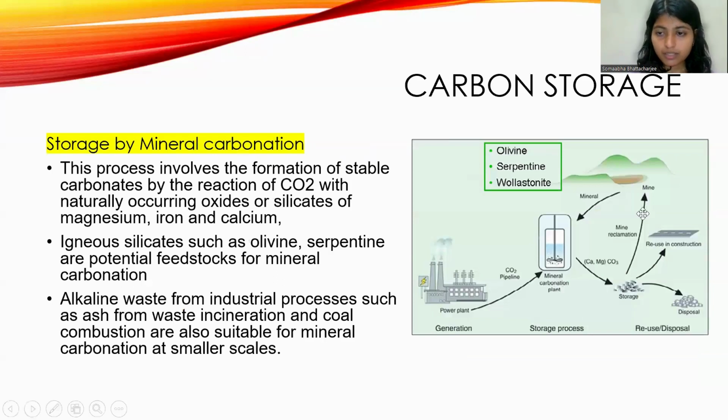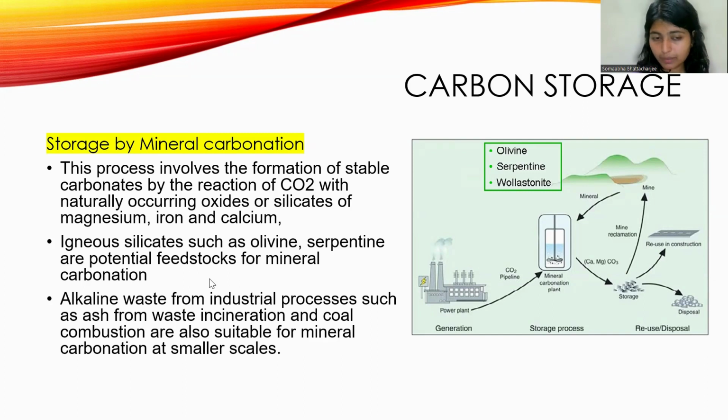Now talking about the next form of storage, that is storage by mineral carbonation. In this process, there is formation of stable carbonates by the reaction of carbon dioxide with naturally occurring oxides or silicates of magnesium, iron, and calcium. Igneous silicates such as olivine, serpentine, or wollastonite are potential feedstocks for mineral carbonation. Alkaline waste from these igneous silicates is used for large scale applications.